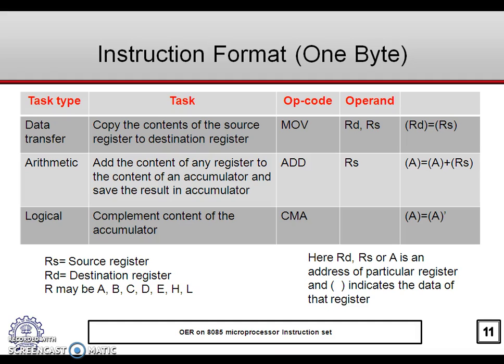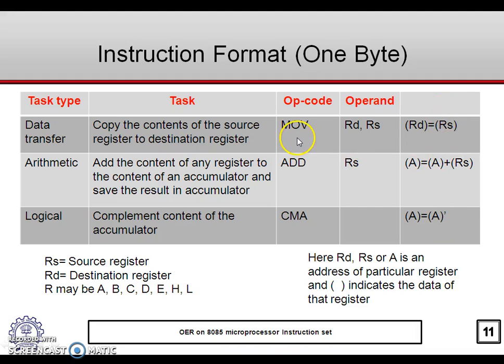Instruction format, 1 byte. Here the task is defined, opcode is defined, operand is defined. Now these standard conventions are defined. The meaning of RD and RS is also shown. What is the meaning of R is also shown, and which task will be performed is also shown.